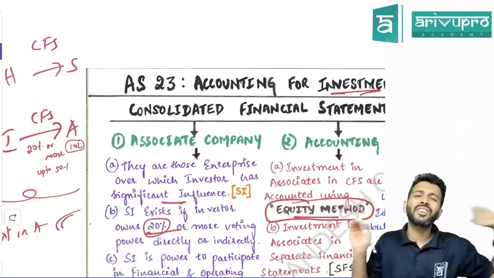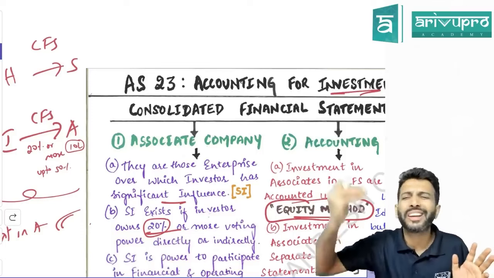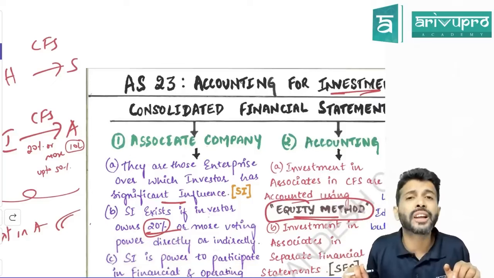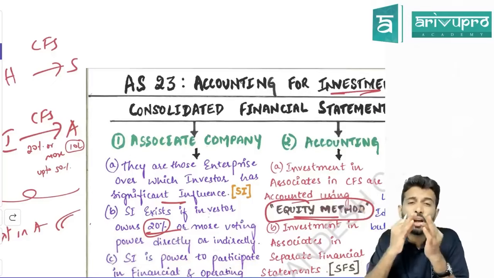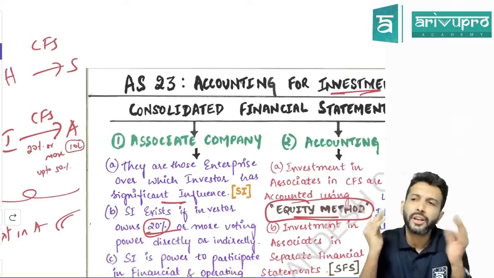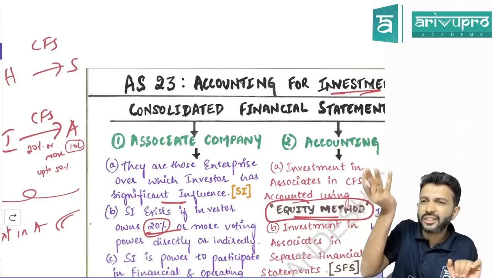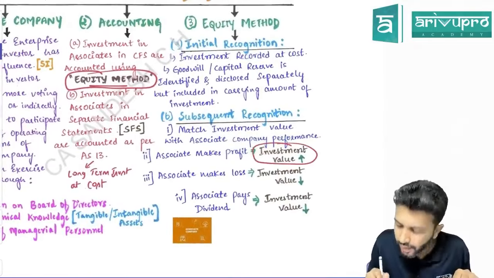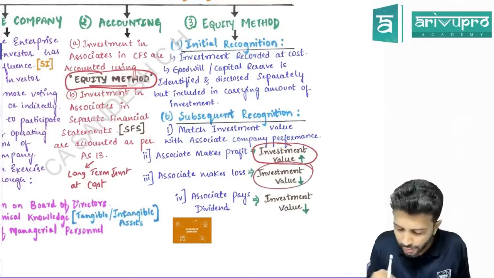One easy way to remember this is: match your investment to the associate's performance. Now, if the associate company makes a profit, you will have a happy face, correct? Because your investment value will increase. If the associate company makes a profit, the investment value will increase. If the associate company makes a loss, the investment value will reduce. To what extent? If the associate company makes a profit, will you get 100% of the profit or only your share? Our share. You are an equity shareholder, so you will not get the profit, you will get a share of the net assets. Yes.